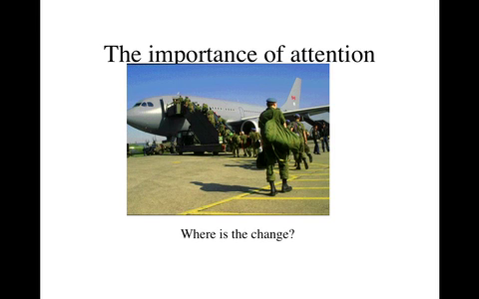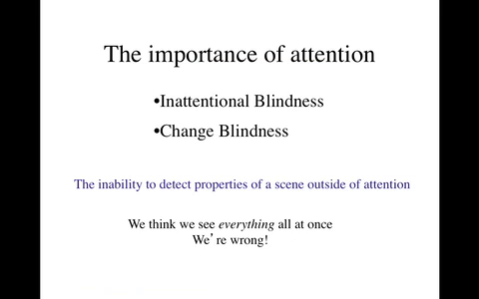But as long as you present something else that means that the change doesn't provide a motion cue, then you're not going to be able to spot it very often, and that's because we're not able to process the entire image at once, and only with focal attention, only when you're specifically focusing on a specific location, do you often spot these kinds of changes. So there are these two things, inattentional blindness and change blindness, which both demonstrate the importance of attention in terms of basic processing: the inability to detect properties of scenes outside of attention.